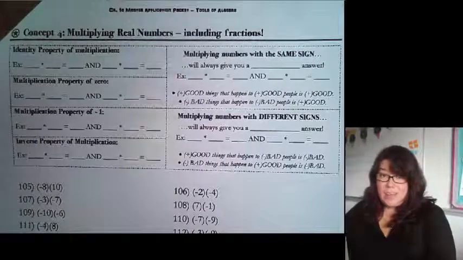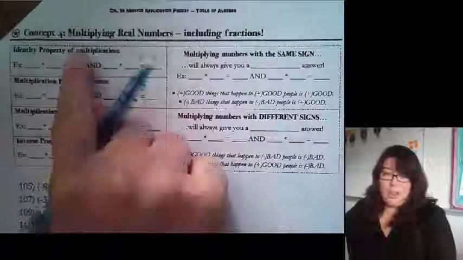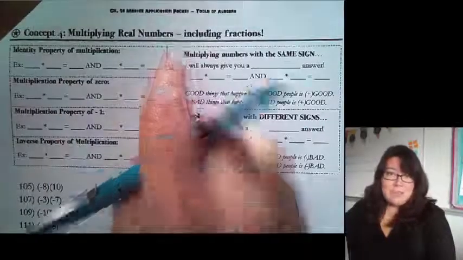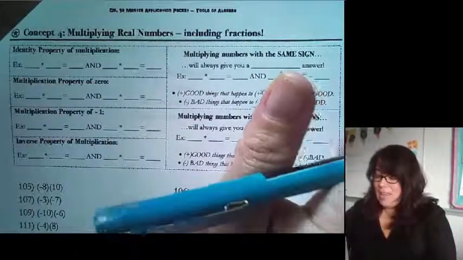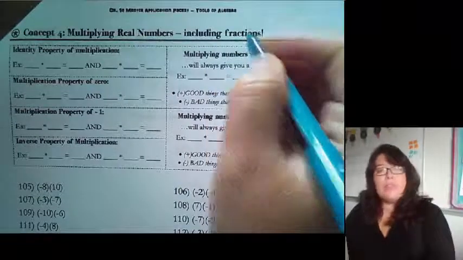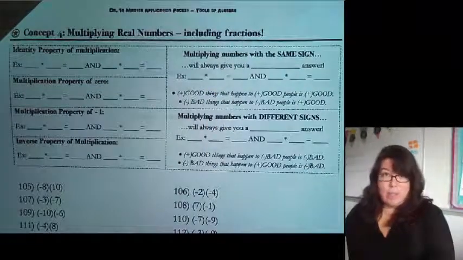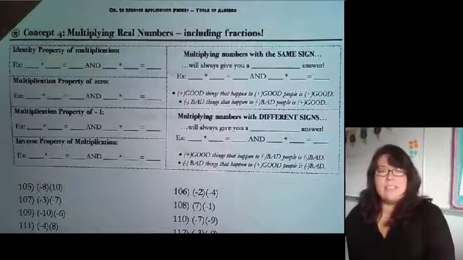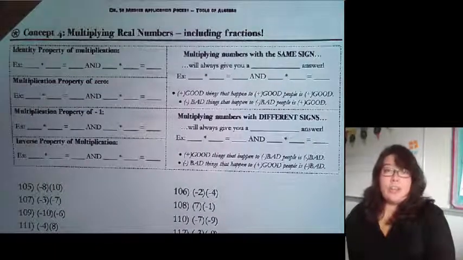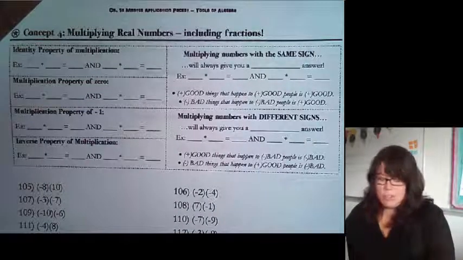For Chapter 1, Concept 4, we're going to talk about multiplying real numbers. We've done adding, we've done subtracting, now we're going to do multiplying, including fractions. Now, in order for you to multiply integers, positive and negative numbers, there's a few things that you need to know. Chances are you already know these things, you just don't know what they're called. So let's take a look.